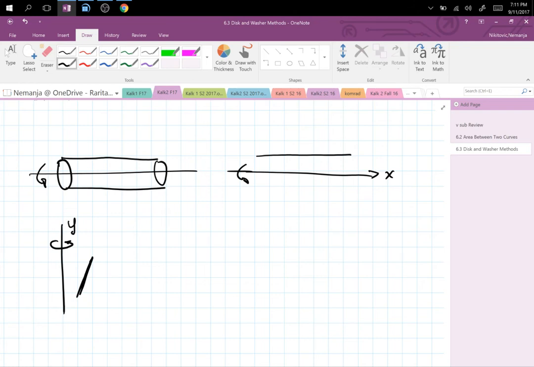There you go. Yeah, coffee cup. Do you see that as you rotate this, you get a coffee cup?